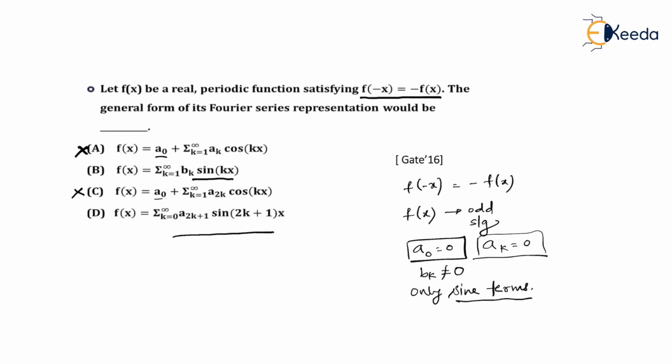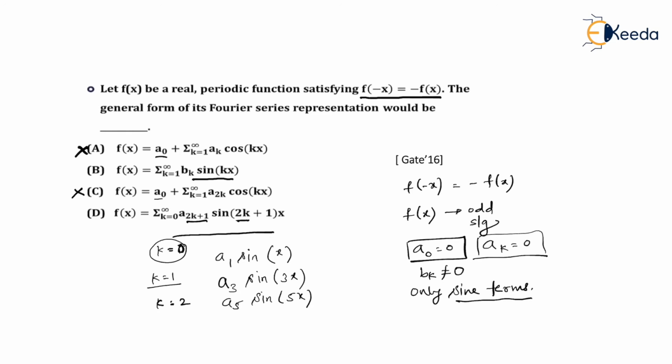But now the difference is in option D. Suppose you substitute the value of k equal to 1. Actually, we should start with k equal to 0. If I substitute k equal to 0, it will become a1 sine of x. Then for k equal to 1, it is 2k plus 1, so it will become a3 sine of 3x. Then for k equal to 2, it will give you a5 sine of 5x. So what does that mean? Option D says that it has only odd harmonics, because here we have omega naught, here we have 3 omega naught, here we have 5 omega naught. It gives you only odd harmonics.